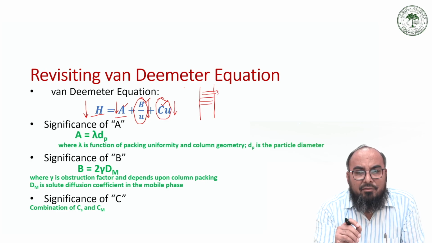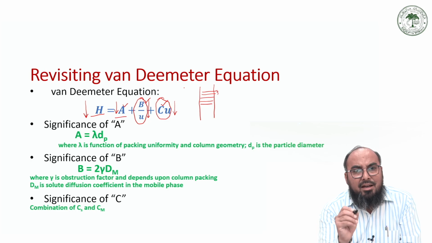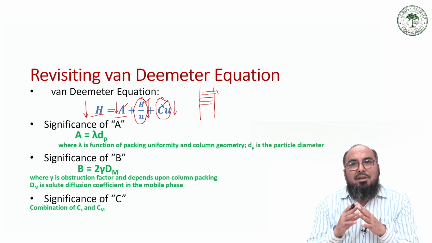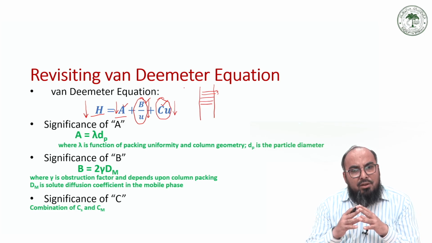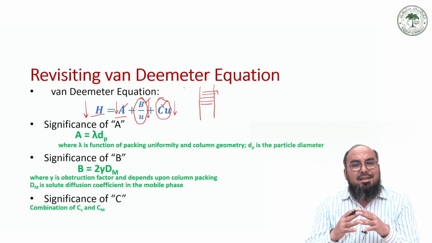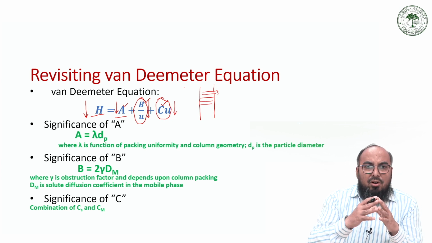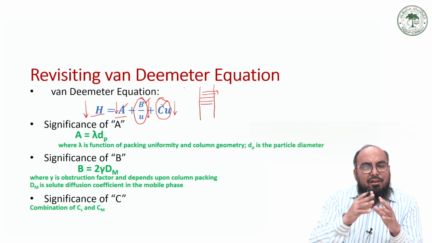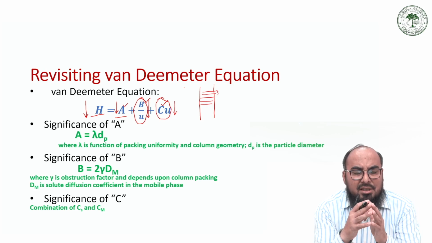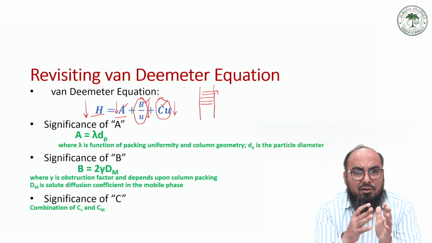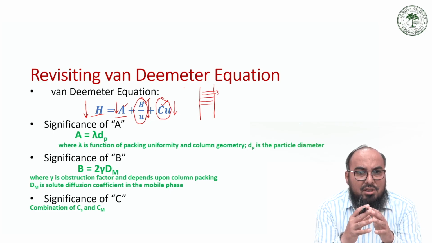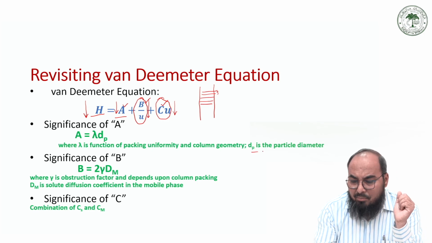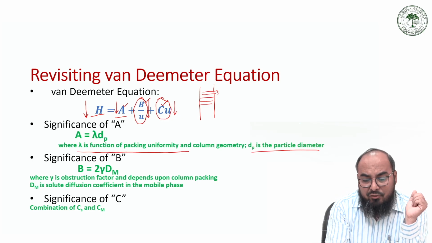Because this A is actually the eddy diffusion, it depends upon the random walk of the solute molecules, that is, it arises because of the difference in the distance covered by the solute molecules of the same kind. We have already discussed that because of the difference in the distance covered by each solute molecule, it gives rise to band broadening. So dp is the particle diameter and lambda is a function of packing uniformity and column geometry.